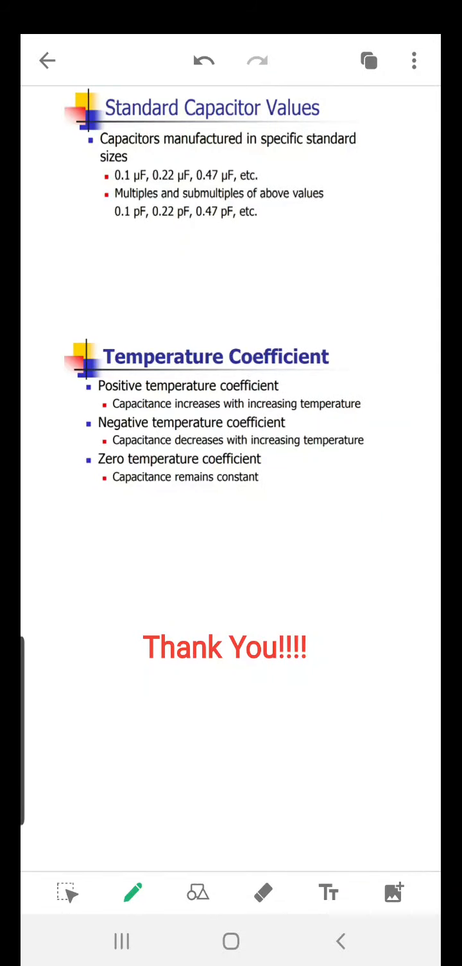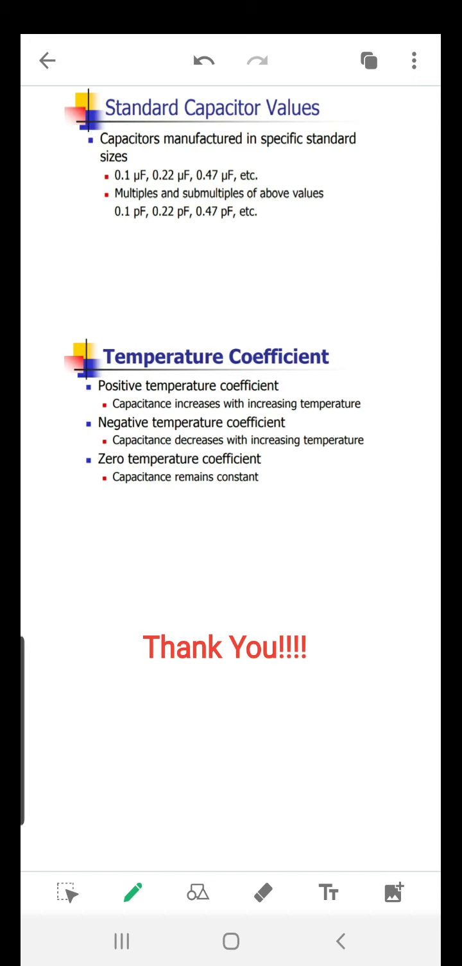These are some standard capacitor values which you can get in the market. Those are 0.1 microfarad, 0.22. There are some specific values, and these are all manufactured beforehand, so when a user goes to buy a capacitor, the values are very specific, and these are some of the values of the capacitors which are available in the market.